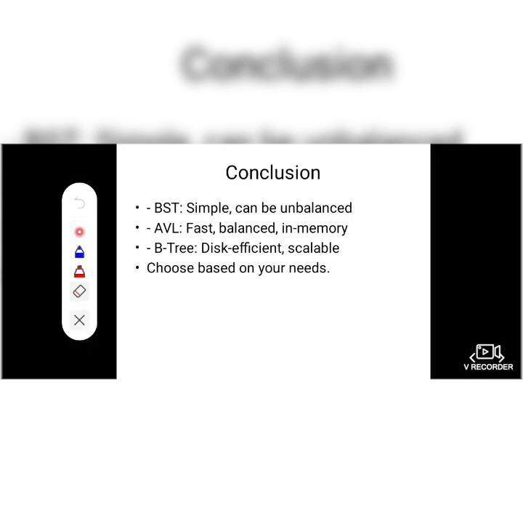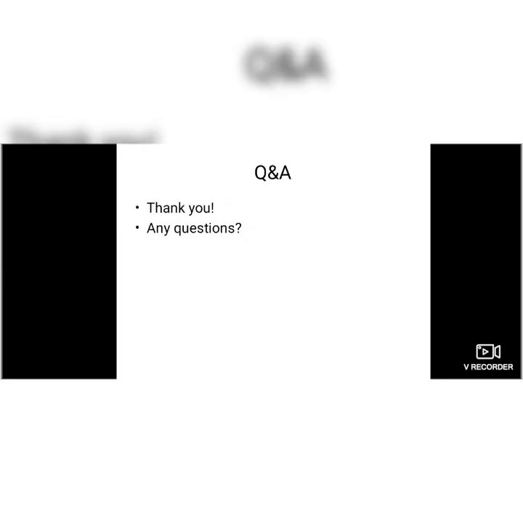So I'll come to a conclusion: binary search tree is simple but it is unbalanced. AVL is fast and balanced in memory, and B-tree is efficient and scalable. It is chosen based on your needs.